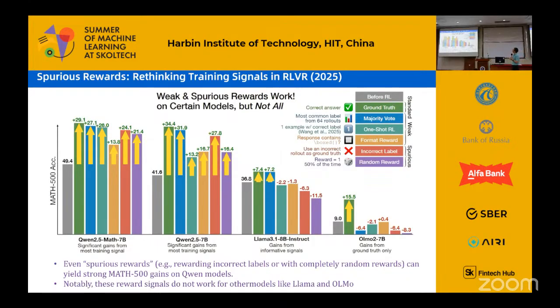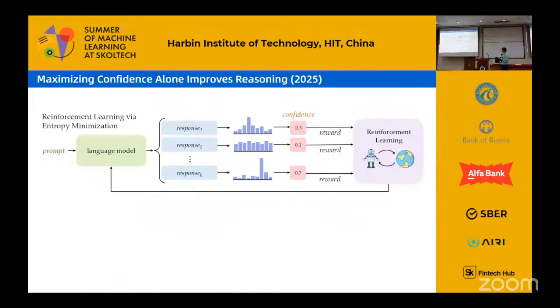And interestingly, you find that for the Qianwen base models, for all those models, you can get significant improvements. Even if you give a random reward, an incorrect reward, or the reverse reward, it can also improve the baseline model. But it seems this kind of reward does not work for other models like Llama or OLMo. So somehow they pose the question of why RLVR really works. Okay, here is another method.